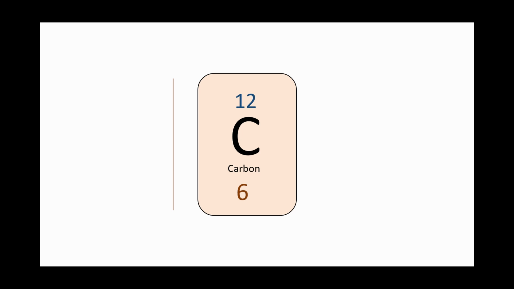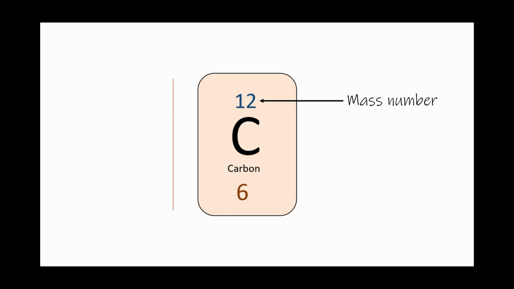So this is one of the small squares on a periodic table. This is carbon. You'll notice there are two numbers there. There's a bigger number and a smaller number. Now, don't get confused. Sometimes you'll see that the smaller number is at the top and the bigger number is at the bottom. It doesn't matter. Just remember bigger number and a smaller number.